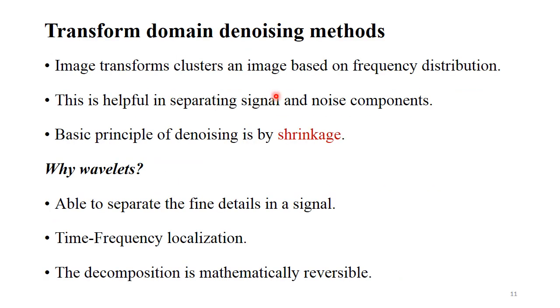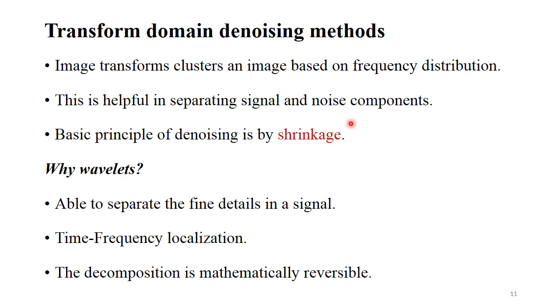Now coming to the literature review related to transform domain denoising. The purpose of an image transform is to cluster the image based on its frequency distribution. That is the major concept. Based on that only we are going to work with respect to the noise. Usually noise has a higher frequency component and the signal is comparatively low frequency. So when a transform is applied, it separates out the noise and the signal. Once they are separated, removal of the noise becomes quite easy. That is why it is helpful in separating signal and noise components.